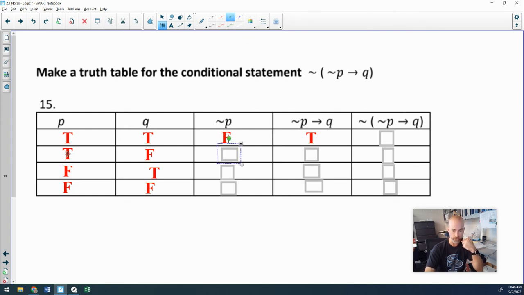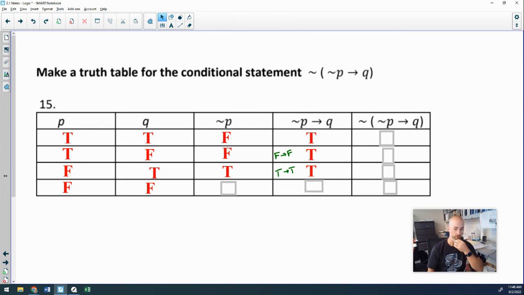Here, if P is true, the negation of that would be false. Now what about the next column, not P then Q? Not P is false, leads to false, and false to false does not disprove the original statement. The original statement holds true. Down here, if P is false and we negate that, I'm now changing it to true. In the column not P then Q, it's T to T. That is also true.